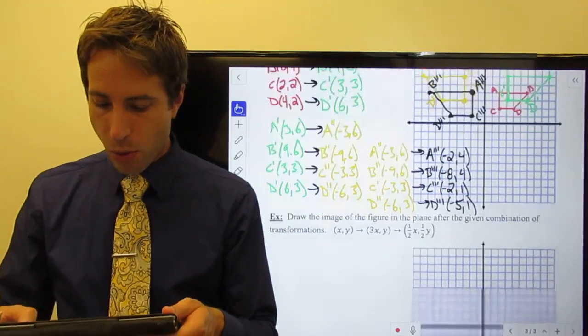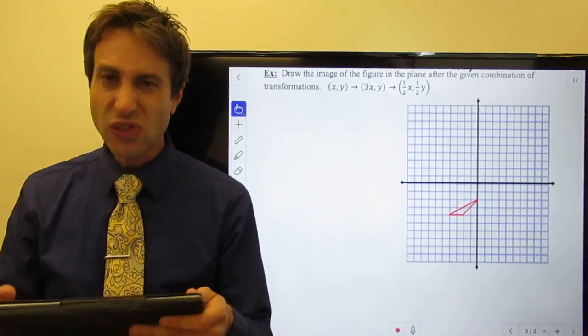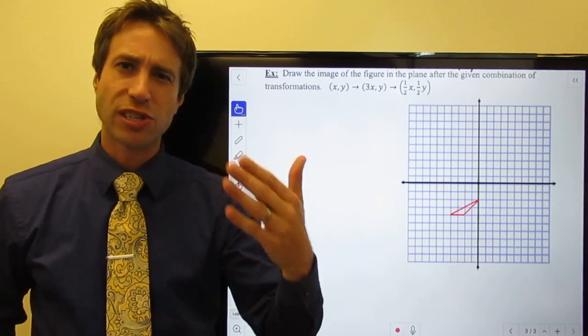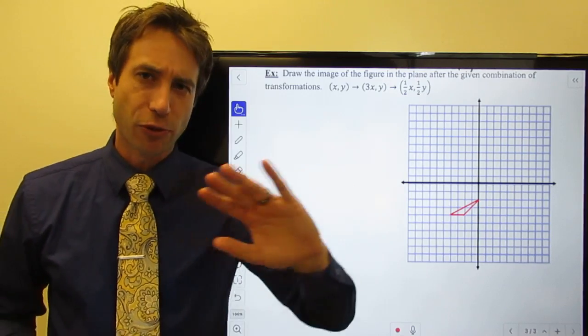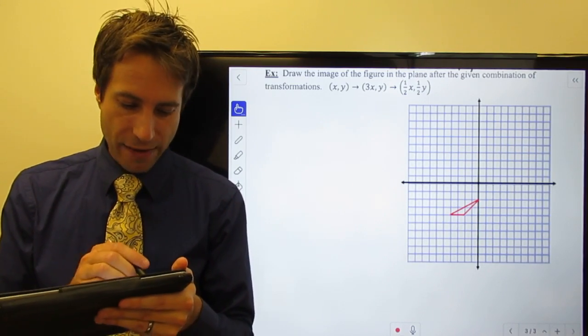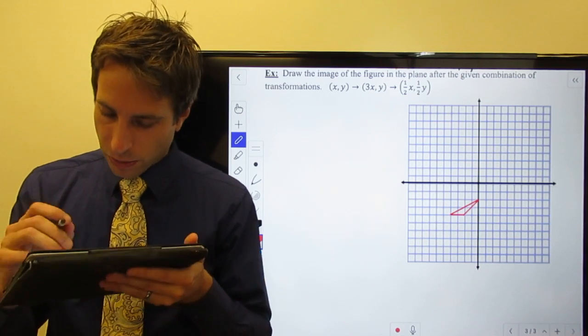I've got one more for you right here. Again, it's good practice. Lots of example problems just to make sure you get good at this before I send you off to try some on your own in a homework or a quiz or whatever it may be. Here we go.